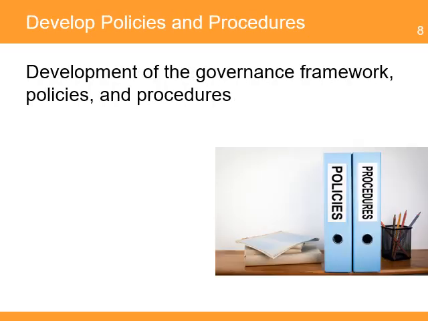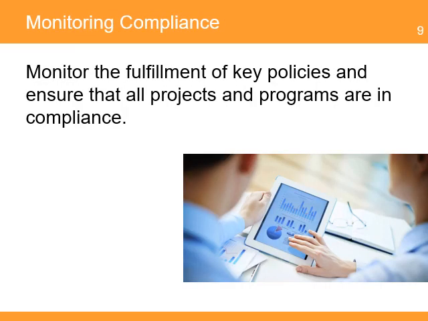In this function, the PMO develops the governance framework that will be used by all programs and projects. This includes the development of policies and procedures. The governance framework defines the process for making decisions at the project and the program level. The focus of this function is to monitor the fulfillment of key policies and ensure that all projects and programs are in compliance. For example, the compliance with quality standards. This is a function typical of a controlling PMO whose goal is to reduce risks, especially in complex projects.